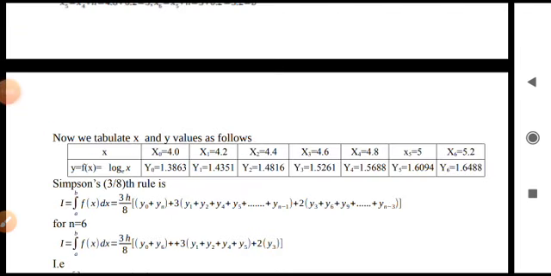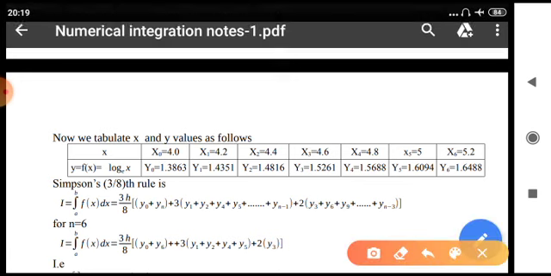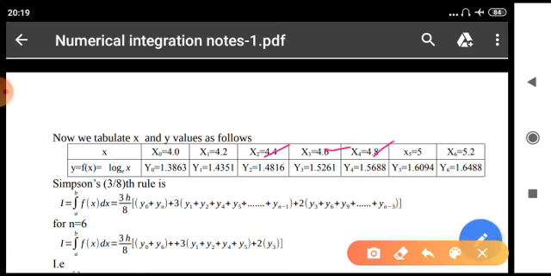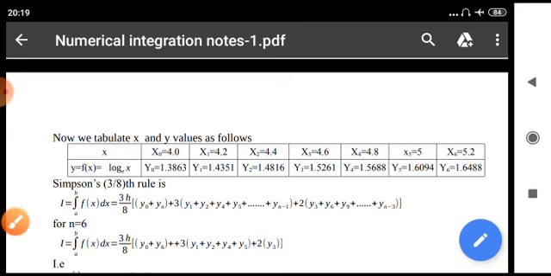Now we tabulate x and y values as follows. X values are 4, 4.2, 4.4, 4.6, 4.8, 5, 5.2, and corresponding y values, if you calculate, we get these values. y0 as 1.3863, y1 as 1.4351, etc. The last point y6 is 1.6488.